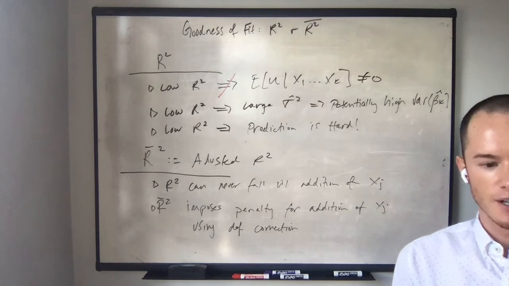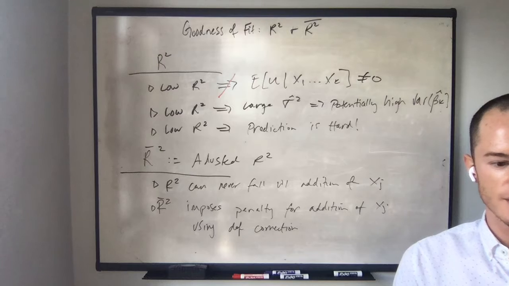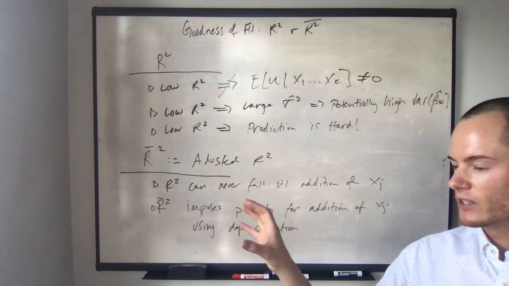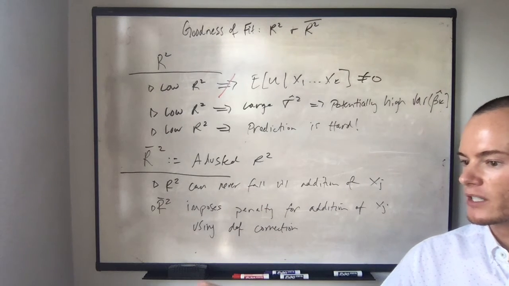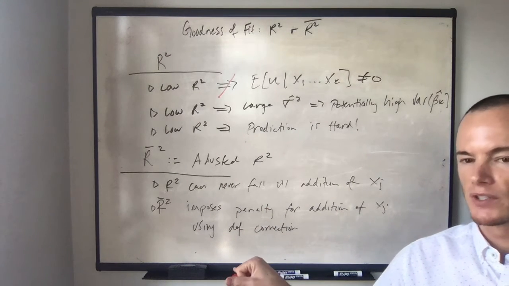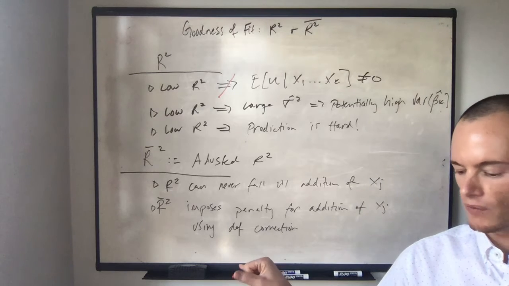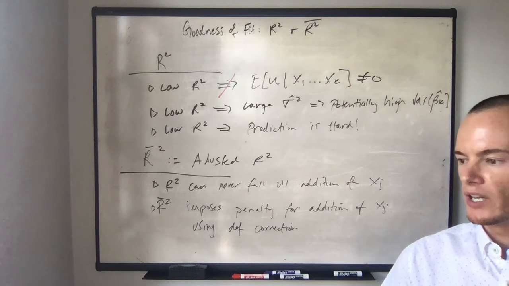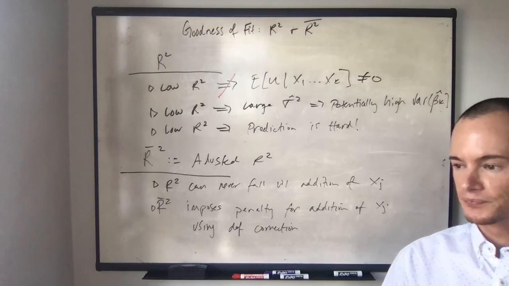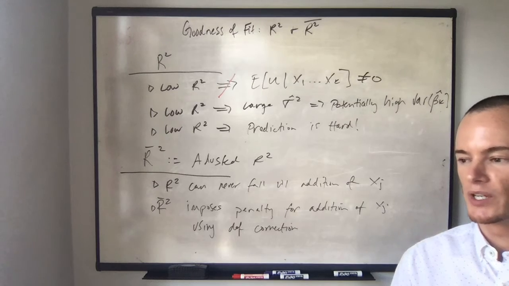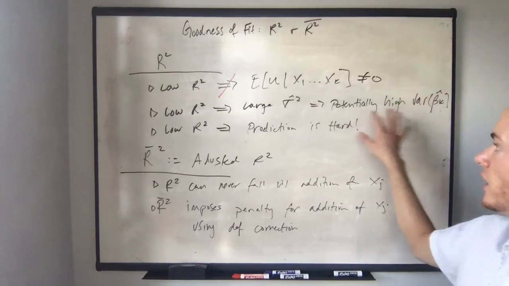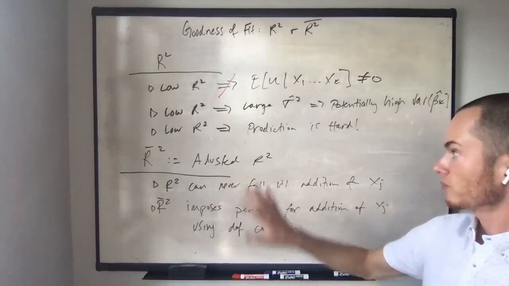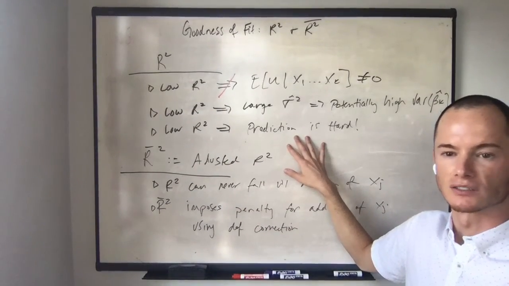Recall that the variance is the ratio of the estimate of the error variance to the total sum of squares times 1 minus that coefficient of determination from the regression of the variable on the other independent variables. So if you have a large enough sample, total sum of squares is going to mitigate a potentially high error variance. A low r squared also means that prediction is hard, right?